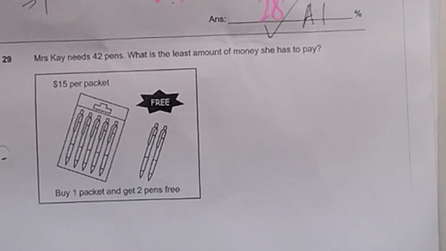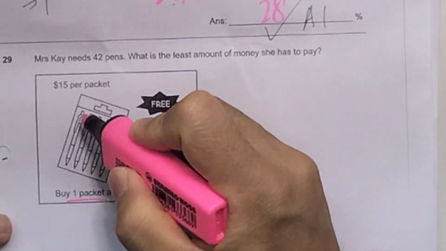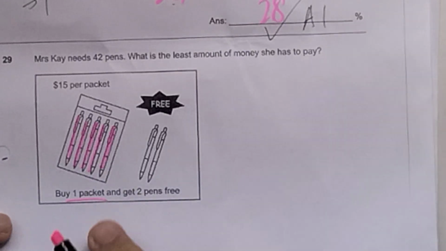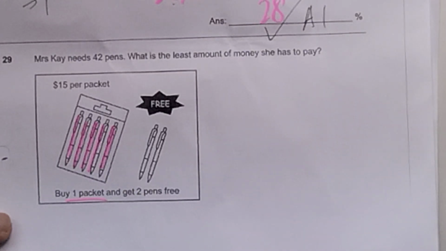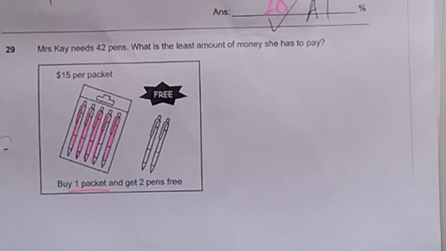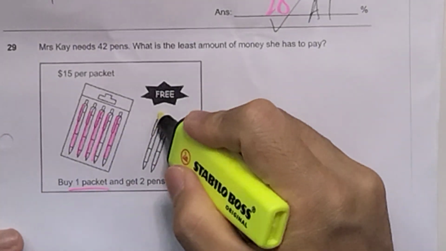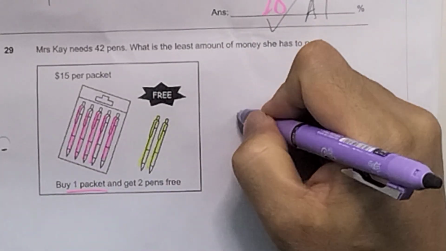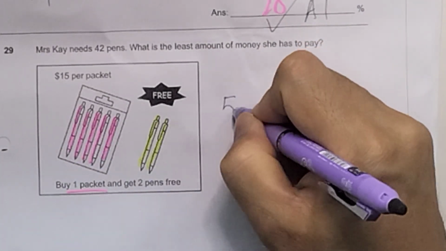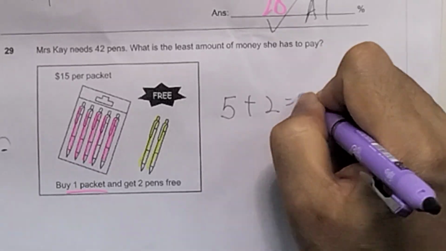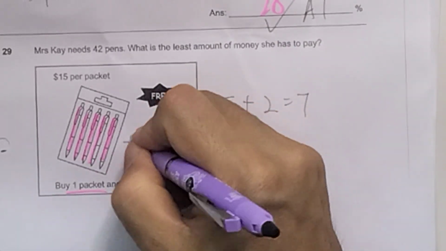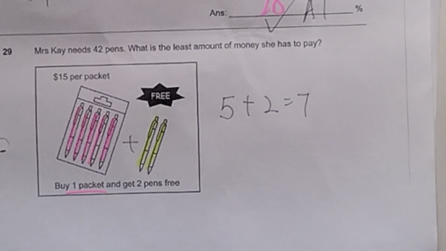Let's understand the diagram. If you buy 1 packet, you get 1, 2, 3, 4, 5 pence. But if I buy 1 packet, the shopkeeper is very nice and gives you 2 extra pence for free. Wow, of course, I want to buy and get my 42. So if I buy 1 packet, I get 5 pence plus 2 more. Every time I buy 1 packet, I get 7. I don't get 5, I get 7 because they give me 2 free as a special gift.